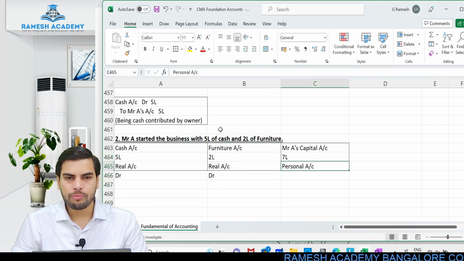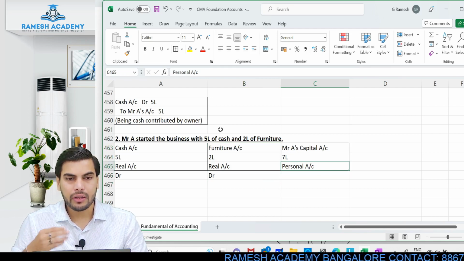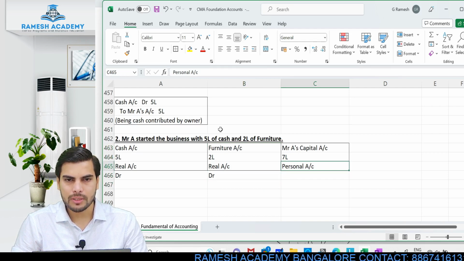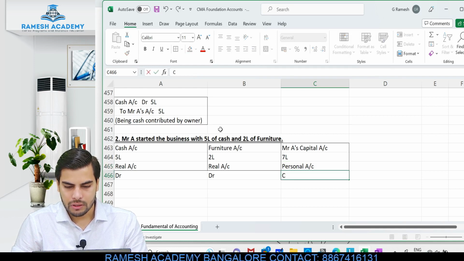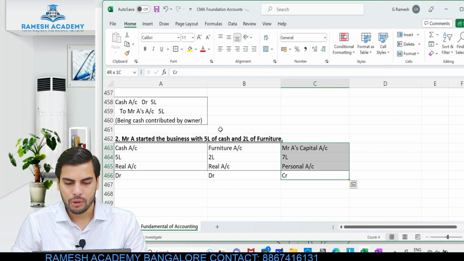And the rule of personal account. What is the rule of personal account? Debit the receiver of benefit, credit the giver of benefit. So this person, Mr. A, is he receiving the benefit or giving the benefit? Don't you think he is the giver? So credit the giver of benefit. We'll be crediting A's account to the extent of 7 lakh.